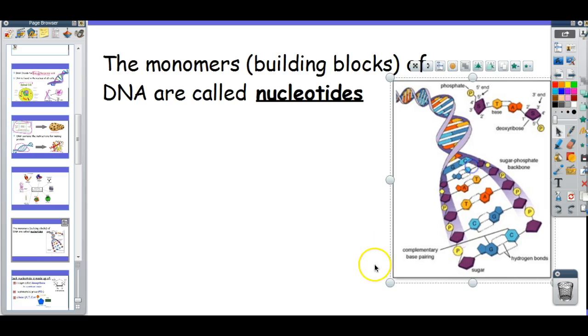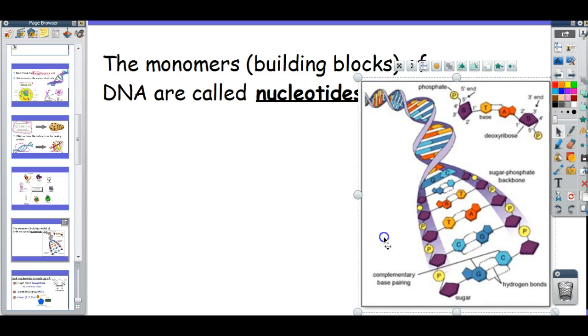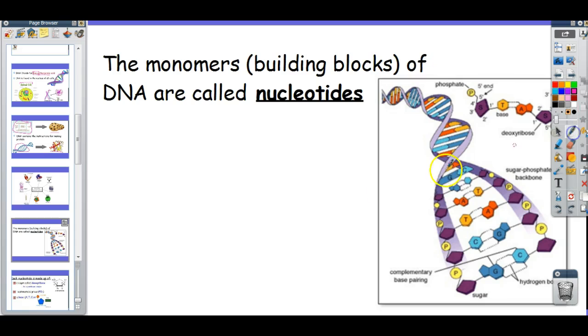Well, let me show you what a nucleotide looks like. If you look at this picture, you can see that there's lots of different shapes that are making up this DNA molecule. So this is a nucleotide, one nucleotide here. And we have lots of different nucleotides making up this molecule, right? One on each side.